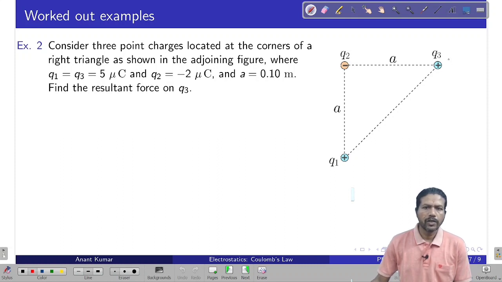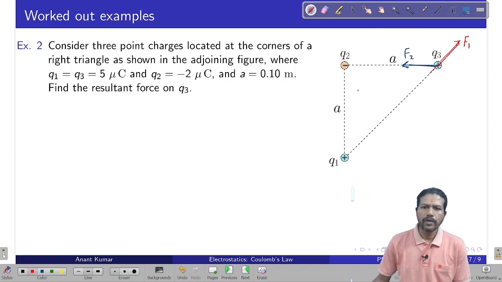Now because Q1 and Q3 both are positive, they will repel each other along this line. So one of the forces acts this way, a repulsion. On the other hand, the charge Q2 is negative, so it will attract Q3, and as a result there is one more force this way. Let us call this force F2 and the other force F1.